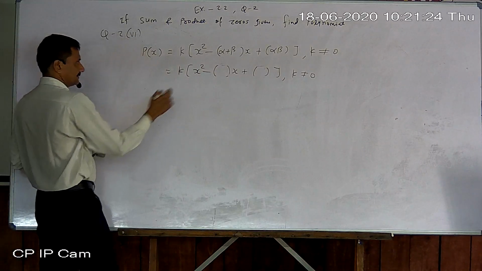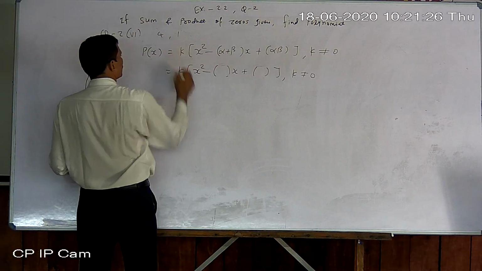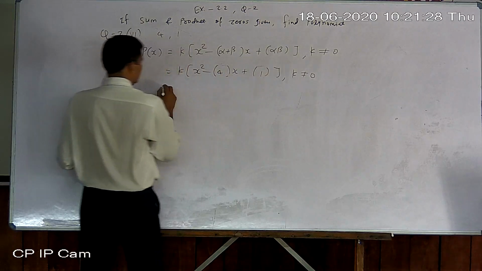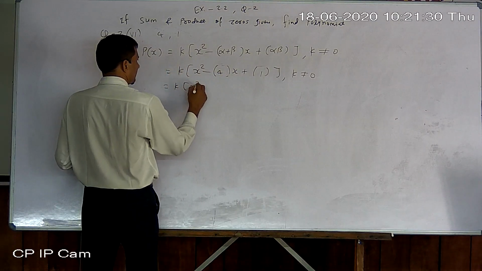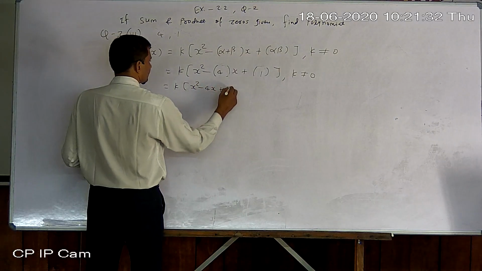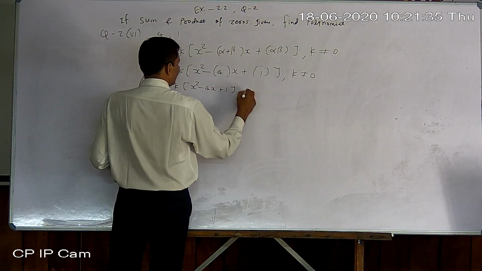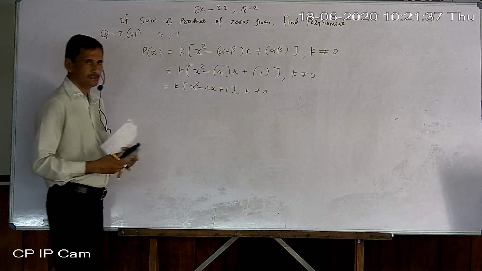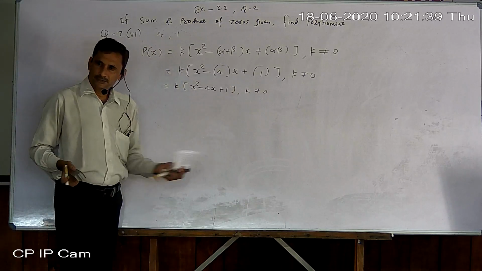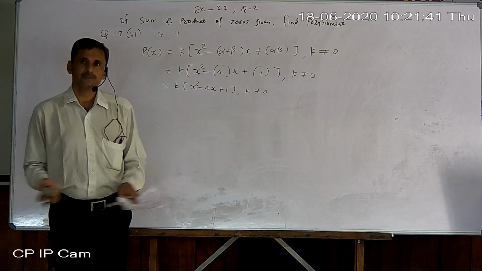Question number 6. Sum is 4, product is 1. Write down 4, write down 1. So that is the answer only: x square minus 4x plus 1, k is not equal to 0. That is our answer only, because no fraction is there, so 2 or 3 steps become less.